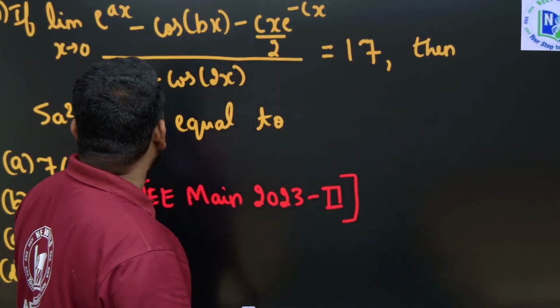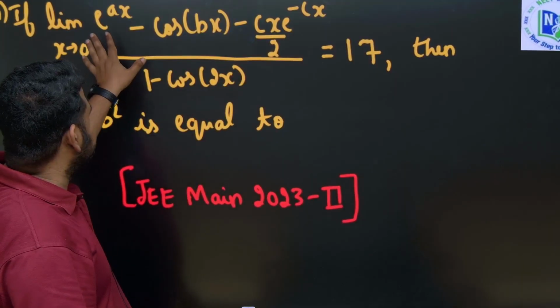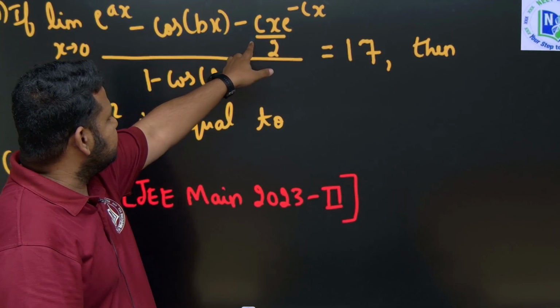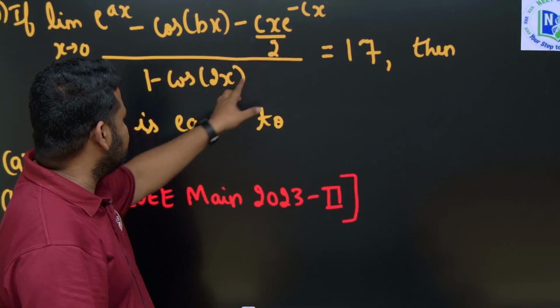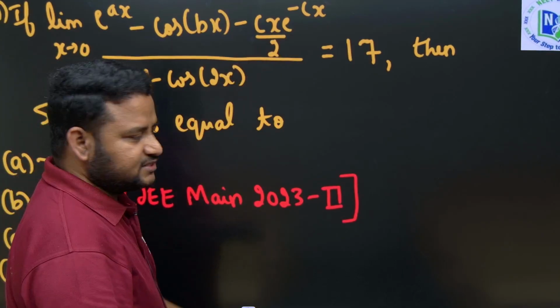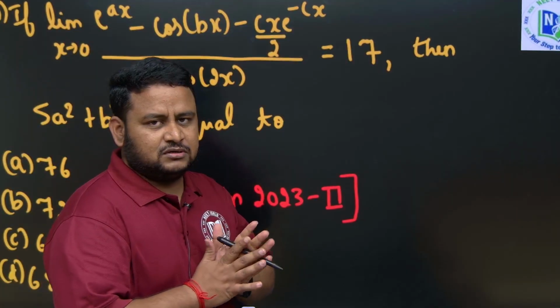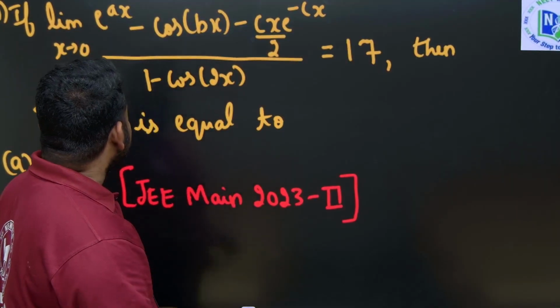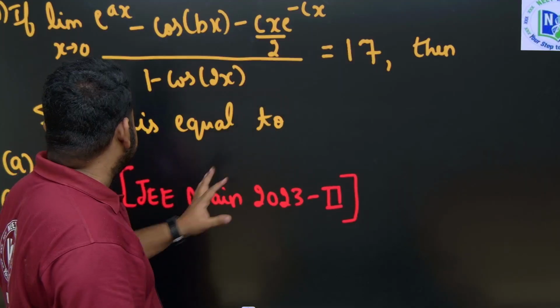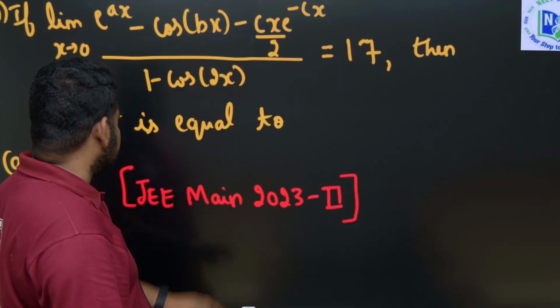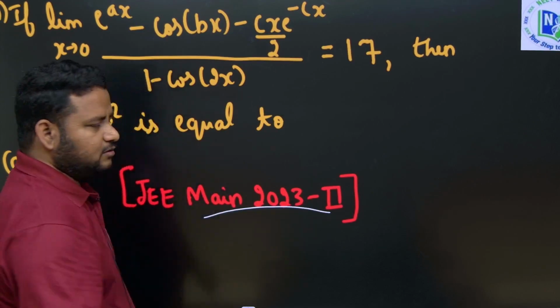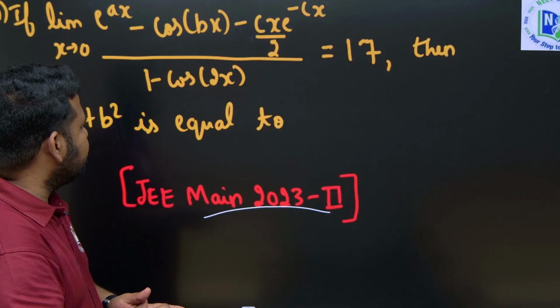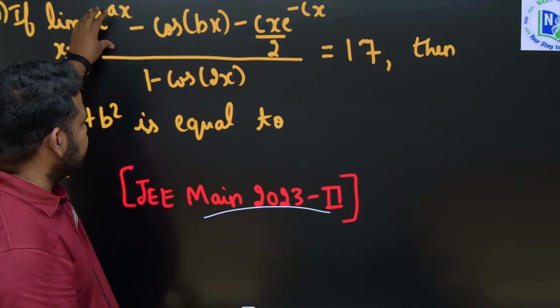Look at this question friends. They have given the limit as x tends to 0 of (e^(ax) − cos bx − cx·e^(−cx)) / (1 − cos 2x). They are telling us that the limit is equal to 17, then what is 5a² + b²? This is JEE Main 2023.